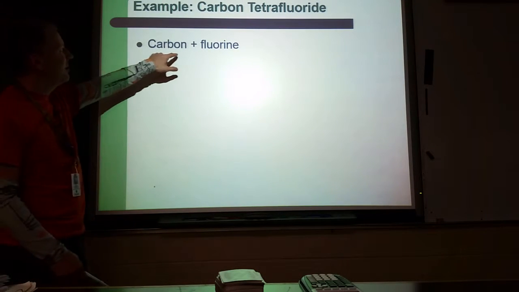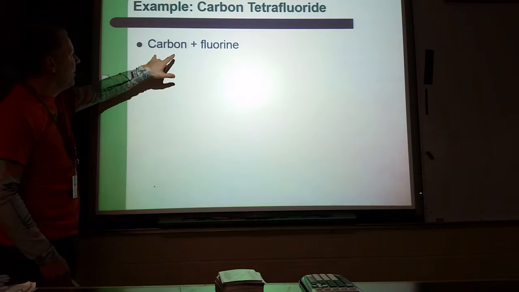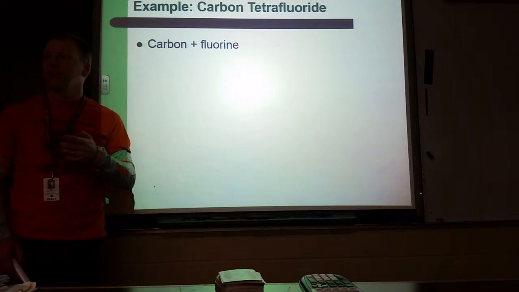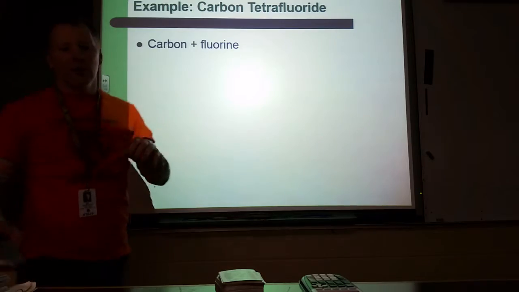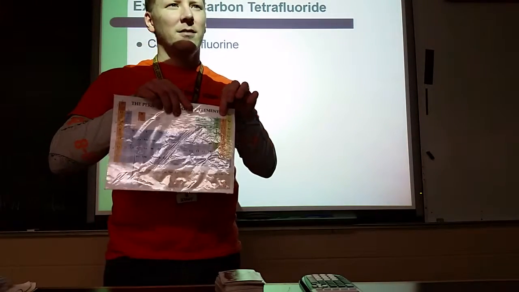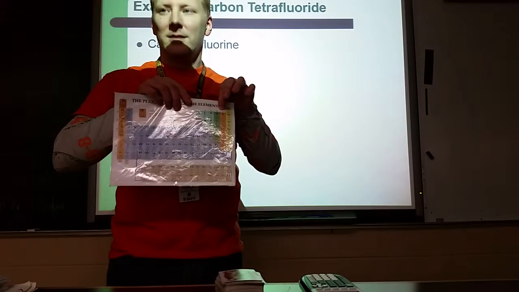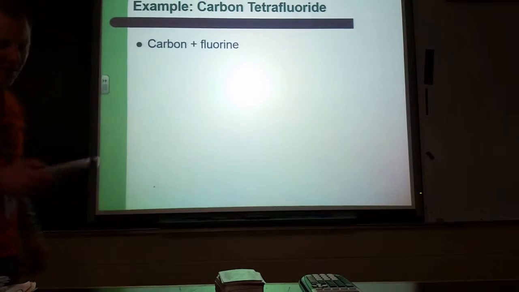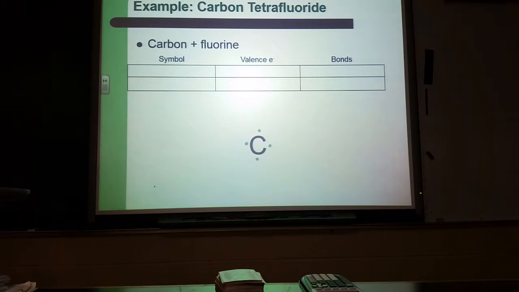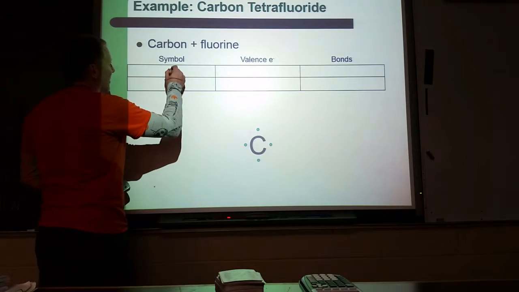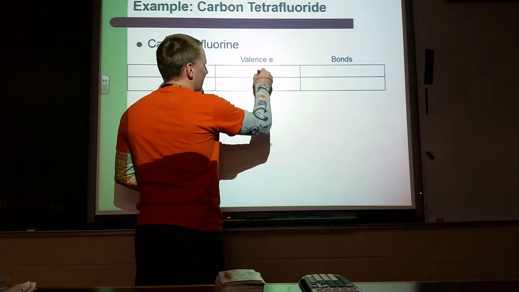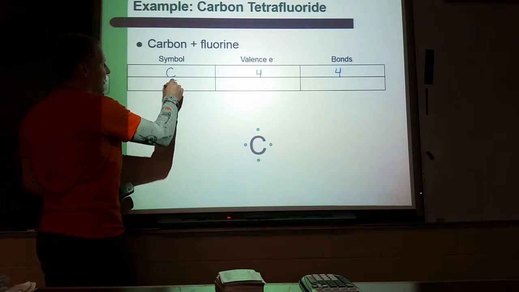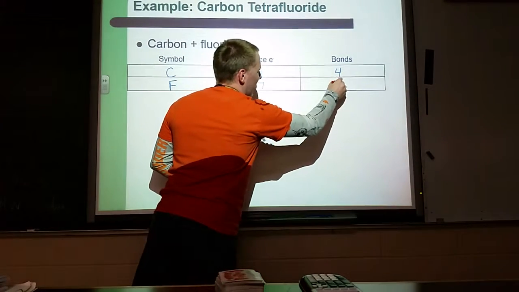So let's look at carbon bonding with fluorine. How many valence electrons does a carbon have? 4. So how many bonds will it want to form? It'll want to form 4. Fluorine here has how many valence electrons? 7. So how many bonds will a fluorine want to share? Just 1. So we have carbon with 4 valence electrons; it will want 4 bonds. We have fluorine with 7 valence electrons; it will want 1 bond.